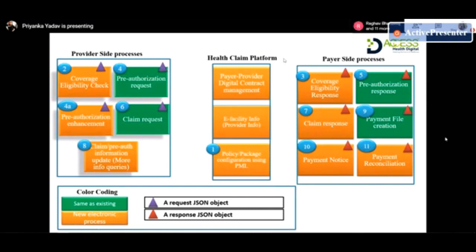What will a health claim platform additionally provide us? A payer-provider digital contract. So the health claim platform says, if you want to use my platform, provider and payer both, if you want to use my platform as a provider, your payer should also be on HCP. And similarly, if a payer wants to use the platform, his network provider or his network hospital should also be on HCP. So the digital contract management that you can see, the first block, is nothing but relationship management.